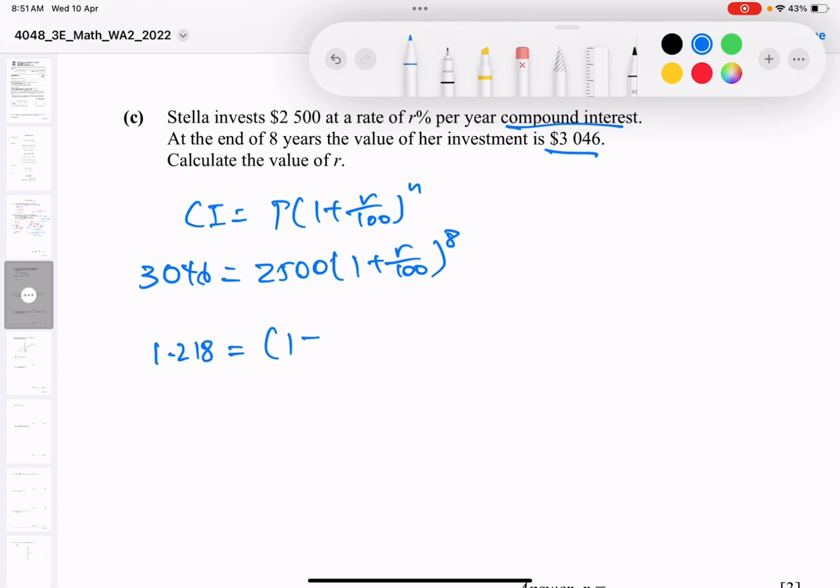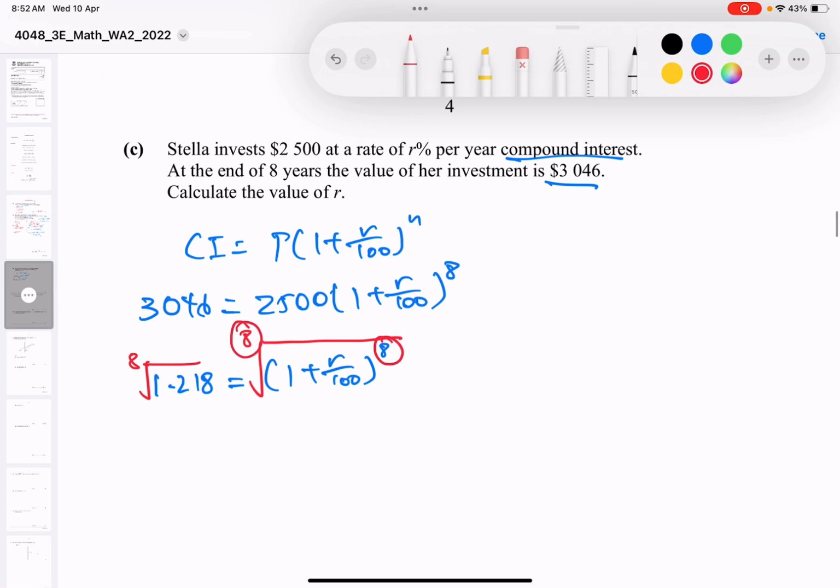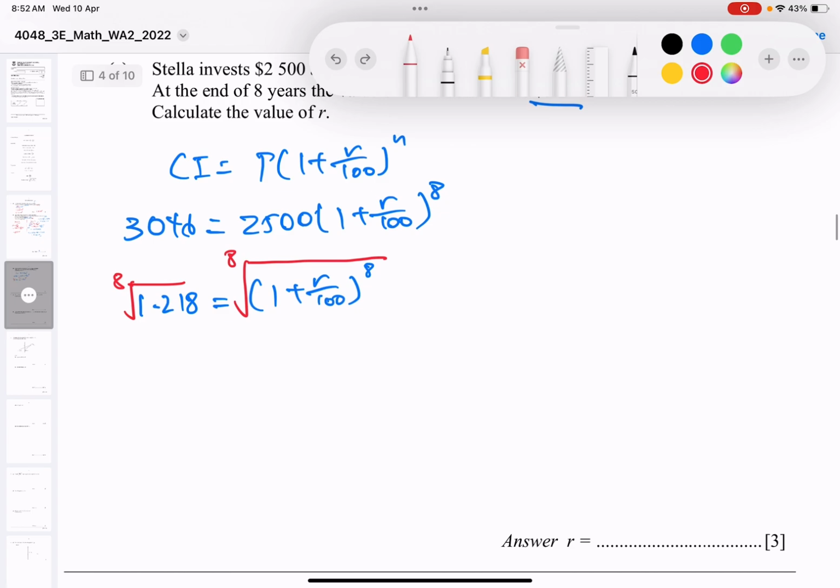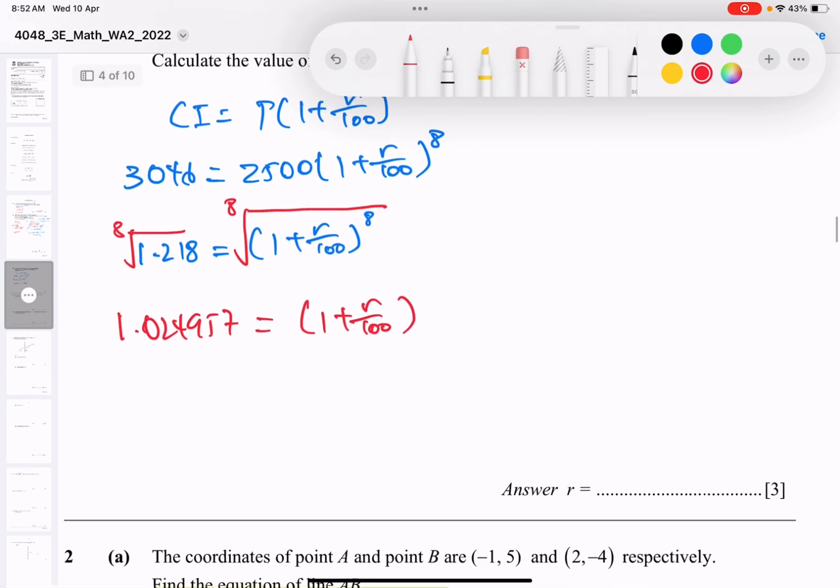1.218 is 1 plus R over 100 to the power of 8. Now, how do I get rid of this power? I can 8 root both sides, correct? Because the 8 root will neutralize this 8. Okay, so how do I do that? Let me use my calculator. Let's see. 8 root of 1.218. So I'm going to get 1.024957. Leave to more decimal places lah. So I'm going to get 1 plus R over 100. Okay, so I'm going to flip this around so it's a little bit easier for you to see.